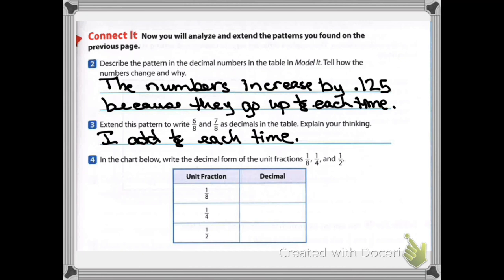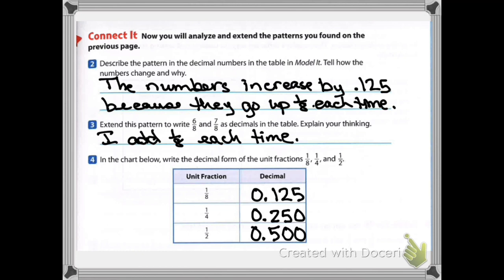Now, in the chart, write the decimal form of each of the fractions. They already told me what the decimal form of 1/8 is, and they told me it was 0.125. They already told me what the decimal form of 1/4 is on the first page. They told me that it's 0.25. I'm going to put a 0 after just so I have the same number of digits in all my numbers. They already told me what the decimal form of 1/2 is. They told me that it's 0.5. I'm going to put 2 zeros after just so I have the same number of digits.